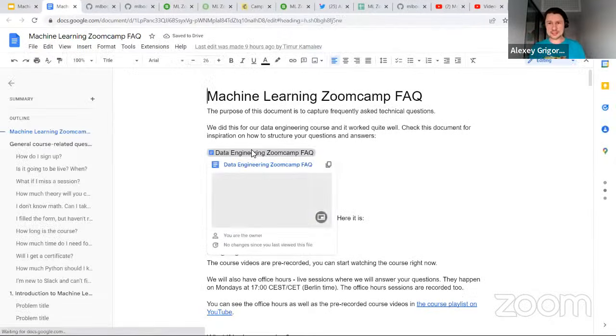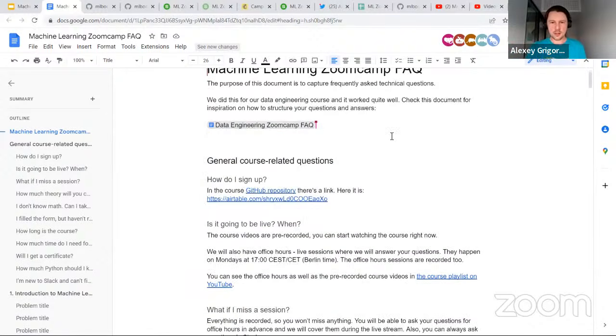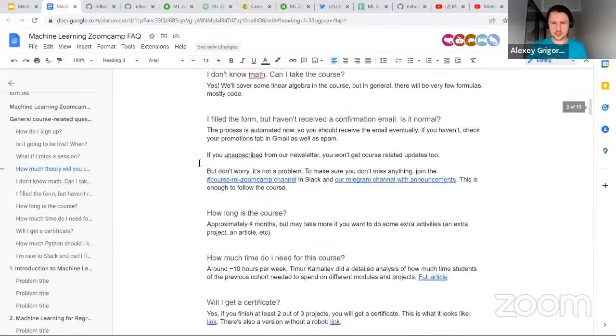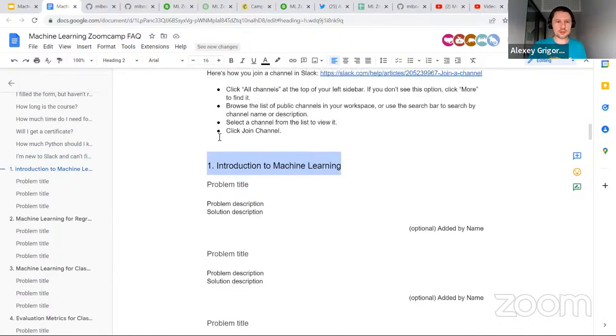The purpose of this link is that we will have a lot of questions from students, and many of these questions will be repetitive. To make your life easier and our life easier, we want to put all these questions in this document. This document is Machine Learning Zoomcamp Frequently Asked Questions. Right now, these questions are more organizational. We don't have any questions regarding the first module yet, because you haven't started working on it.